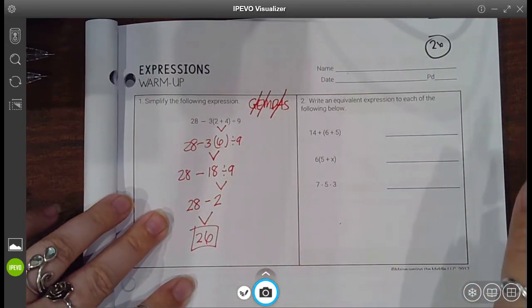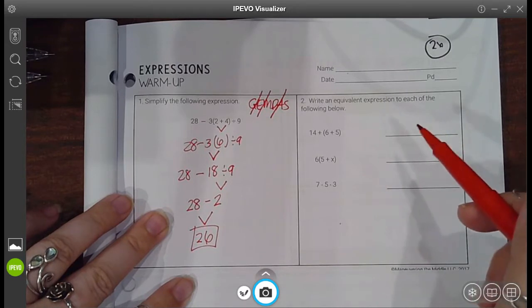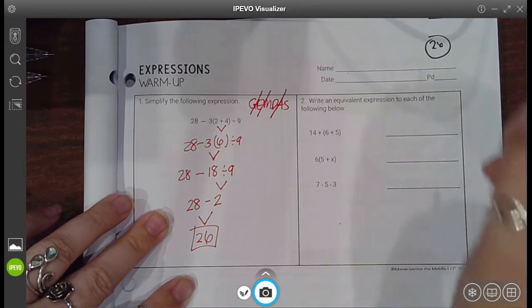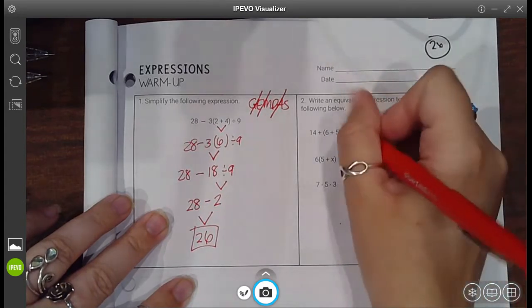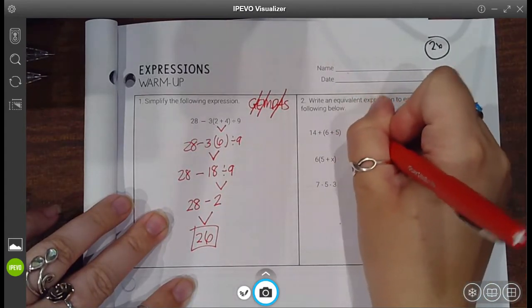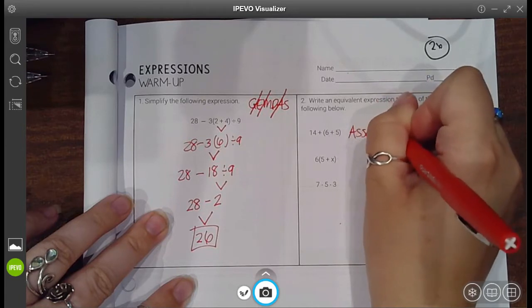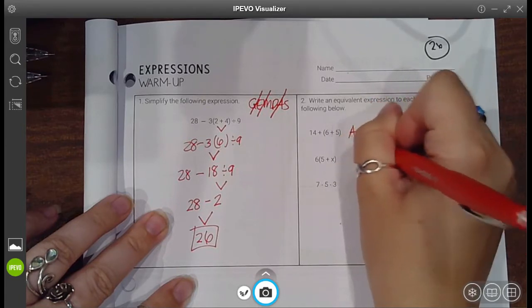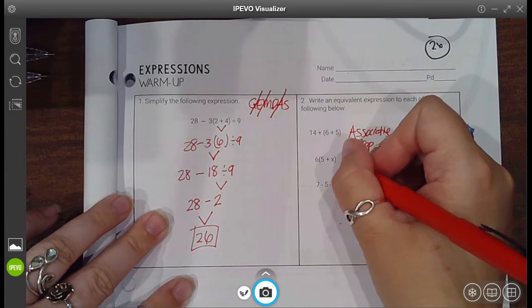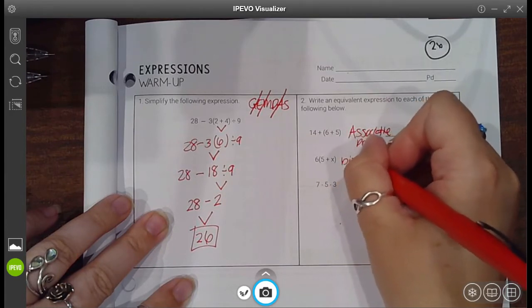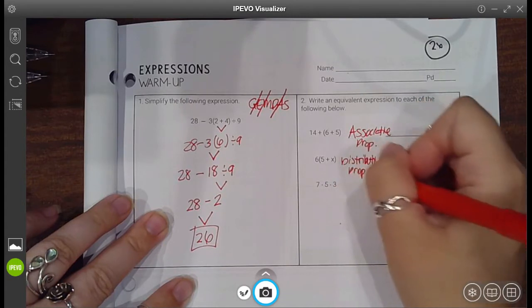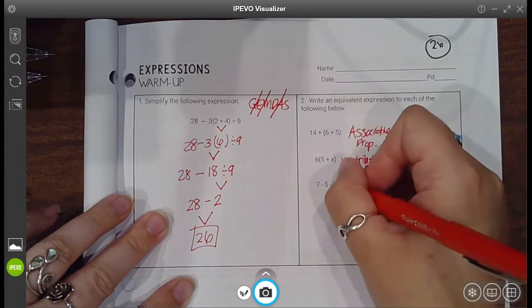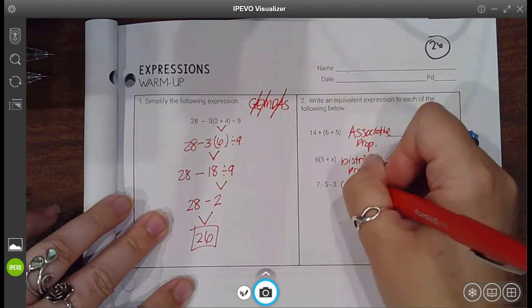Okay, for this one, write an equivalent expression to each of the following below. Let's say they actually gave you more descriptions here and they wanted you to use the associative property and write an equivalent expression for this one. They wanted you to use the distributive property to write an equivalent expression there. And they wanted you to use the commutative property, that one.